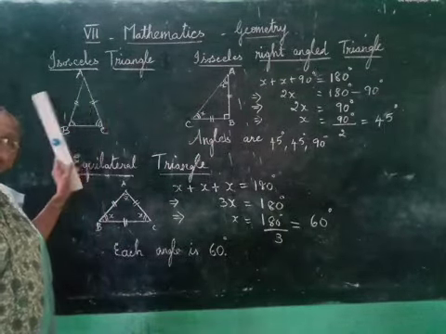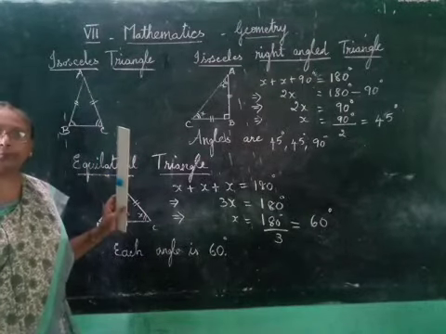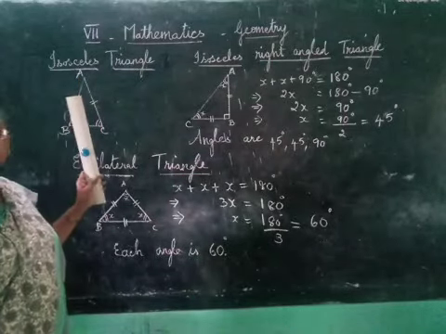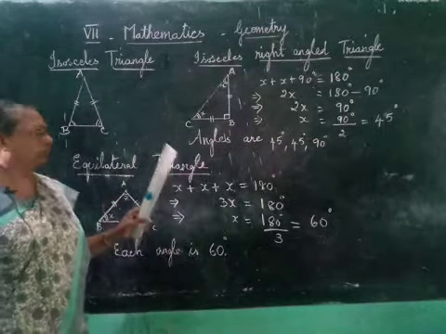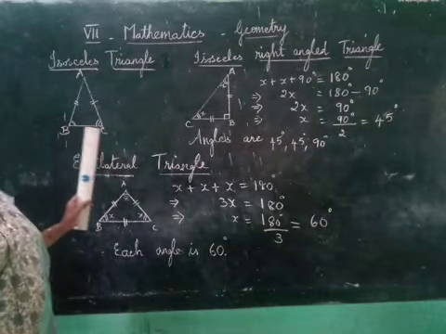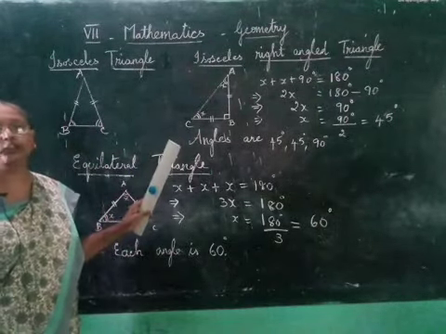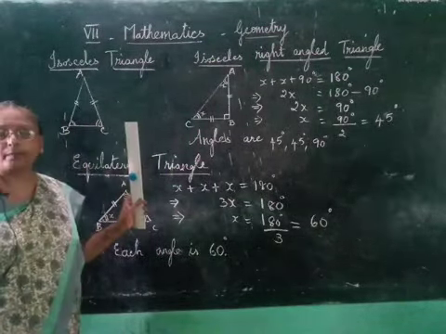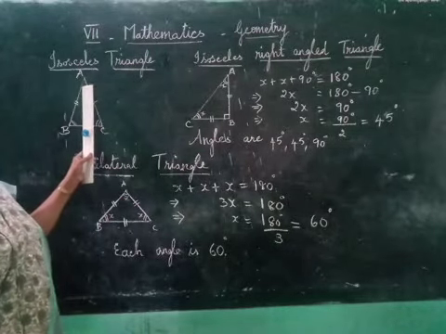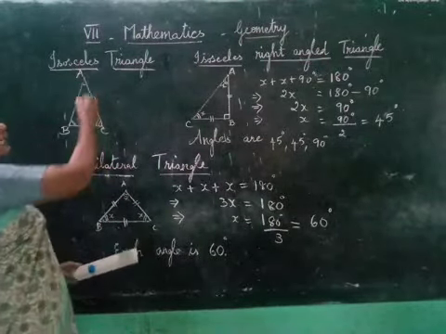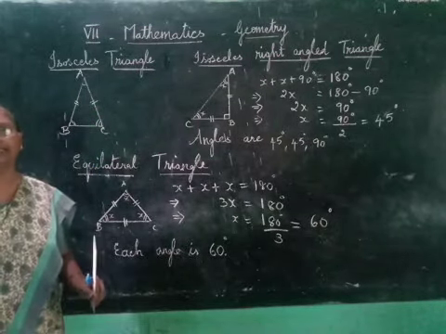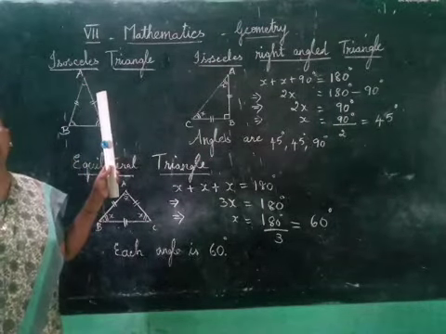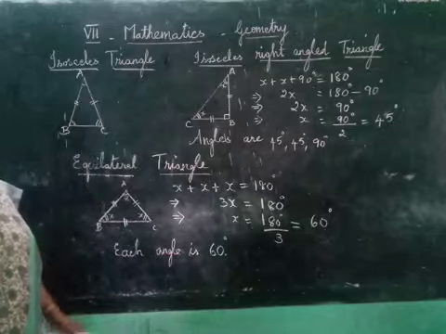The angles opposite to the equal sides will also be equal. That is one property of an isosceles triangle, the angles of the isosceles triangle. And these two angles are called the base angles of the isosceles triangle. These equal angles are called the base angles, and the other angle which is not equal is called the vertical angle of the isosceles triangle. This angle A is called the vertical angle.